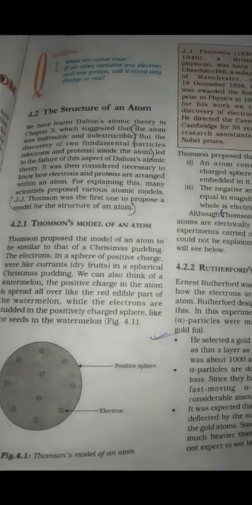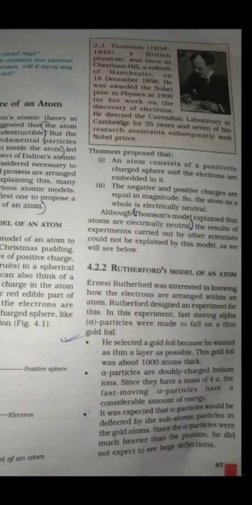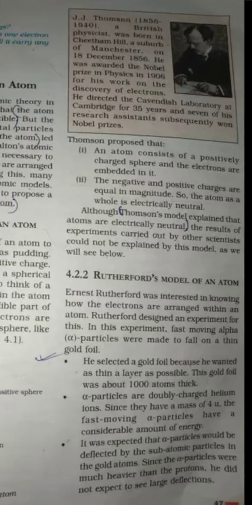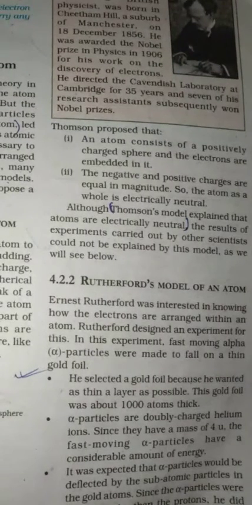You can see the structure diagram here. Now you can see what he proposed. An atom consists of a positively charged sphere and electrons are embedded in it. Second, the negative and the positive charges are equal in magnitude. So the atom as a whole is electrically neutral. This point was very important.